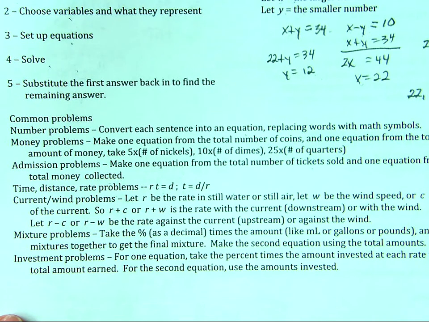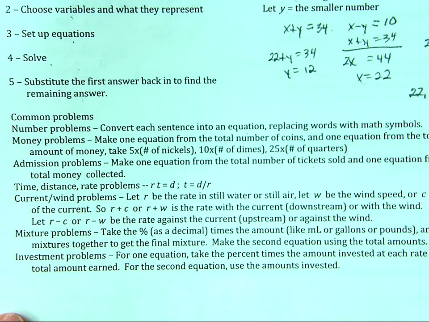So if you're going with the current, your rate would be R plus C, your rate in still water plus the current, because it's pushing you. If you're going against the current, so upstream, it'd be R minus C because the current's against you.